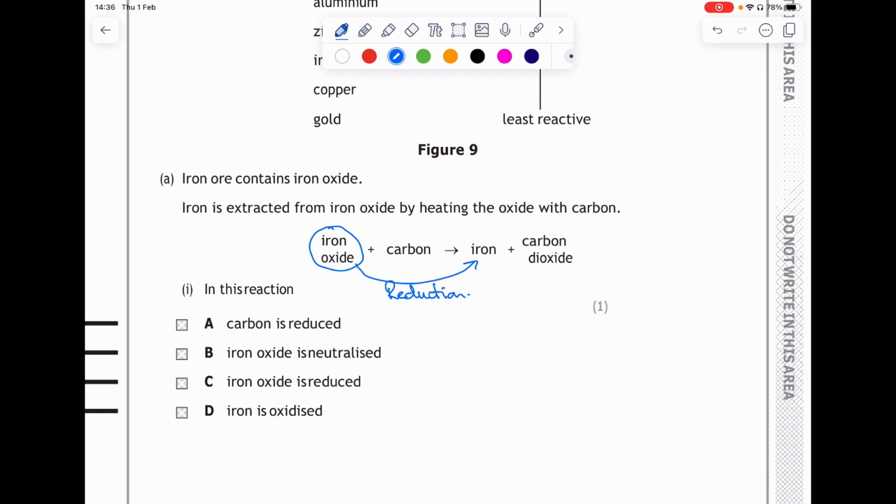So this reaction is a reduction reaction, so we could say the iron oxide is reduced, or we can look at it from the carbon's perspective, and the carbon has gone from here to here, so this has been oxygen added because it's now a dioxide, so this has been oxidized. Okay, so if we look on here, the one that matches this is the iron oxide is reduced.